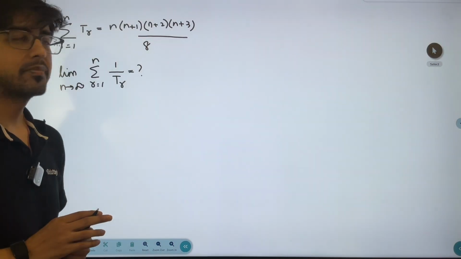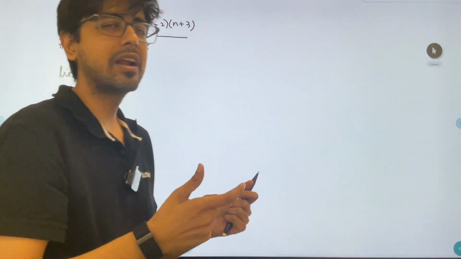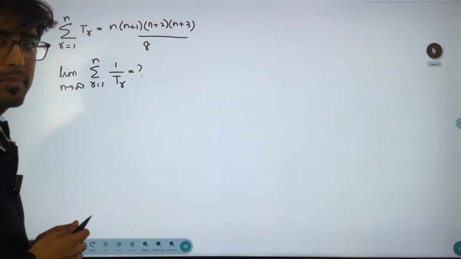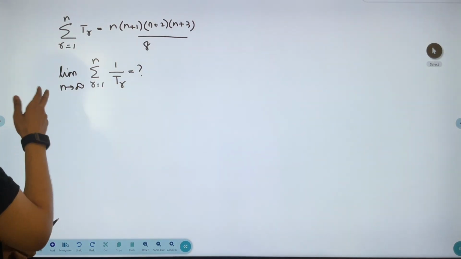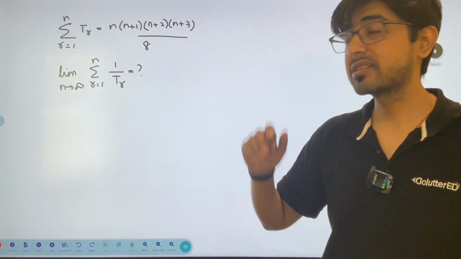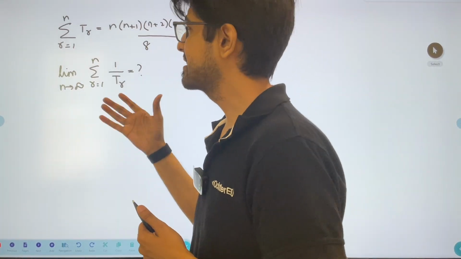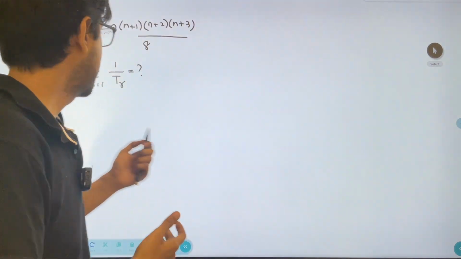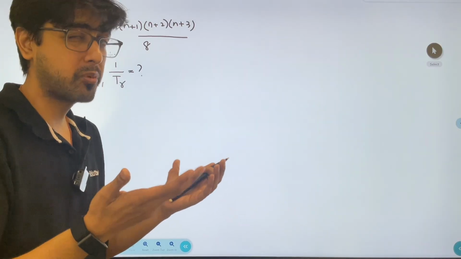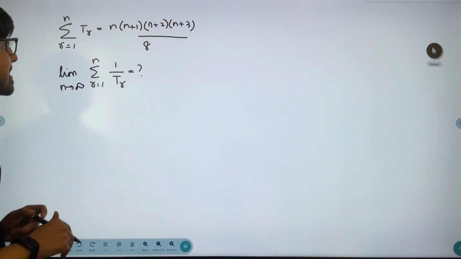So the first question is that if summation of TR, where TR represents the rth term of a sequence, is given by n into n plus 1 into n plus 2 into n plus 3 by 8, then the question is what is limit n tending to infinity of the summation of 1 by TR. The first thought that comes to my mind is that, as it's a limit question, I should probably get an inverse or a geometric progression, maybe, maybe not. Let's try and see where this gets us, right?